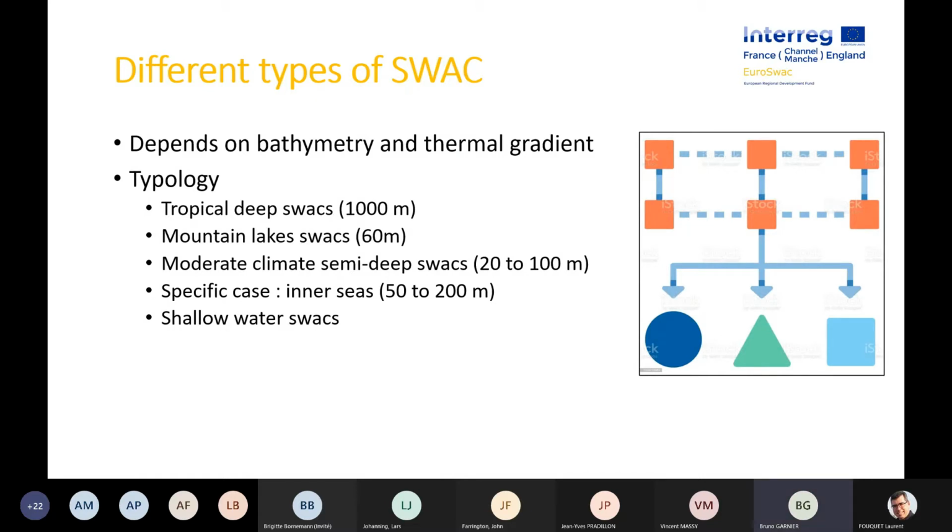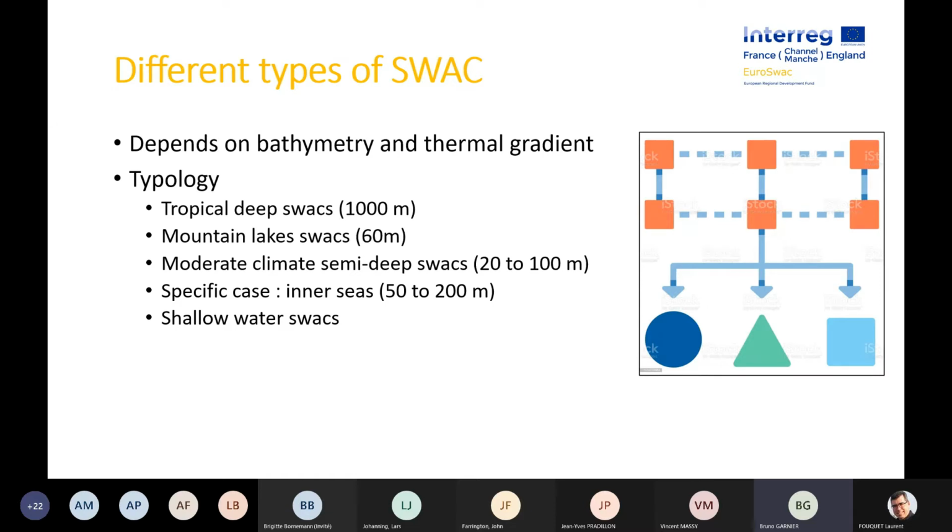We have another type of SWAC that is the mountain lake SWACs that use the fact that the cold water during the spring is more dense than the water of the lake, and therefore it goes to the bottom of the lake, and this cool water in the bottom of the lake can be used during the summer.